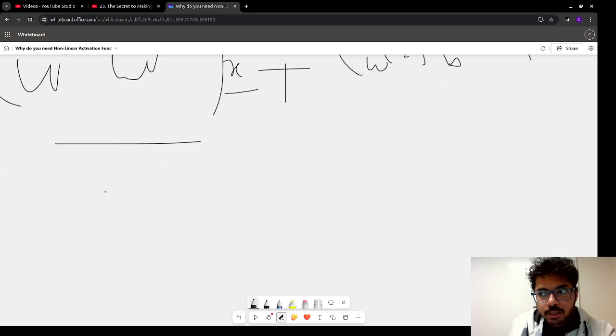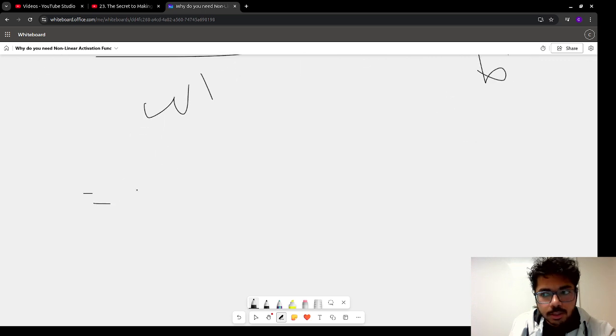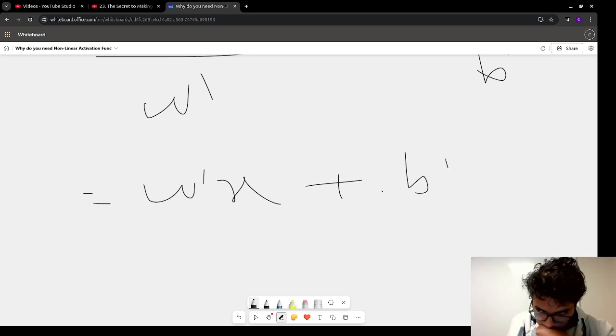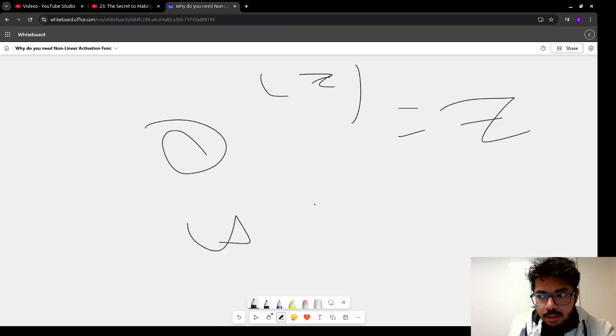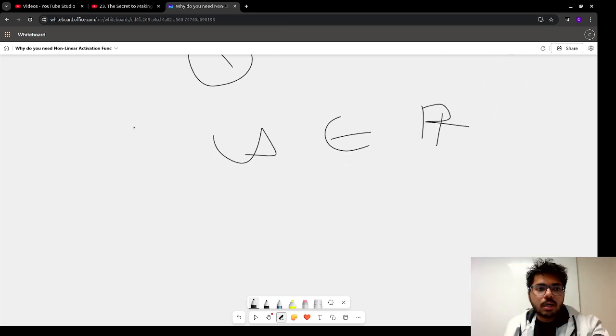Now this thing will be w', and this thing will be b', and it will give us w' x plus b', sorry, my bad. Then we're going to have this thing, and after that y is going to be equal to this. And unless you throw a non-linear element in there, you cannot compute more interesting functions as you go deeper in the network.